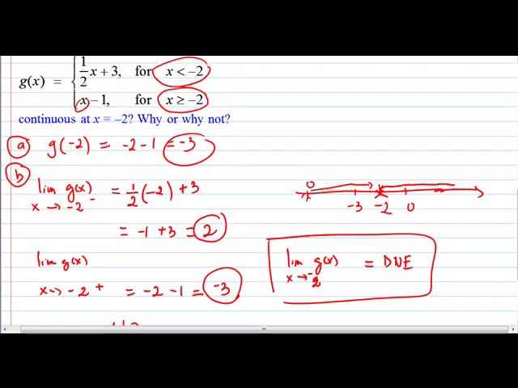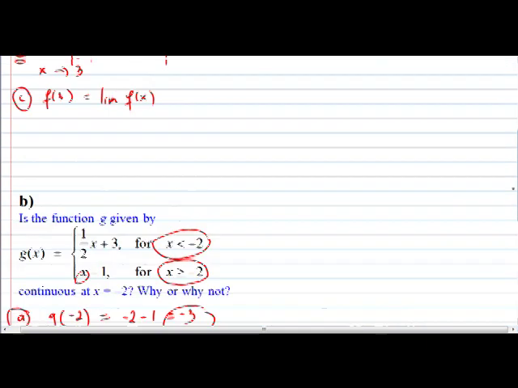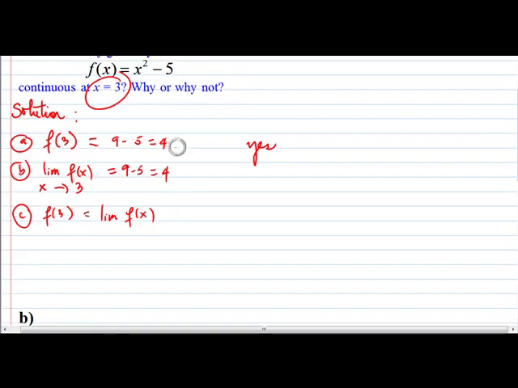That's it. So overall, all you have to do is check to see if there is an output of the function. Is there a limit? If there is, this limit here is the same as the output. If they're the same, therefore the function is continuous at a point. In this case, the answer is no. For A, I see that the output is the same as the limit, therefore the function is continuous at 3.